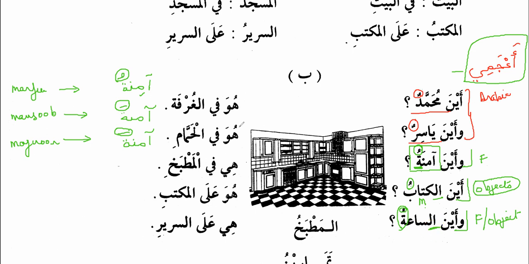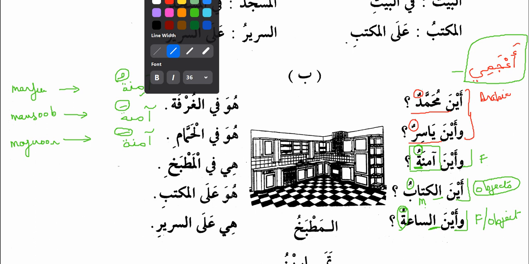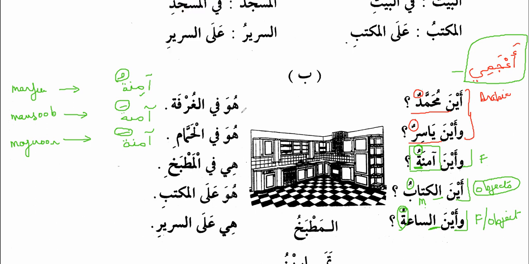Now we come to the damirs. Now we shall do some damirs here. In this lesson, you will come across two damirs, huwa and hiya. As I have told you in the previous video, huwa can be translated into he and it. In the case of a human being, it is translated as he. In the case of an object, it is translated as it.